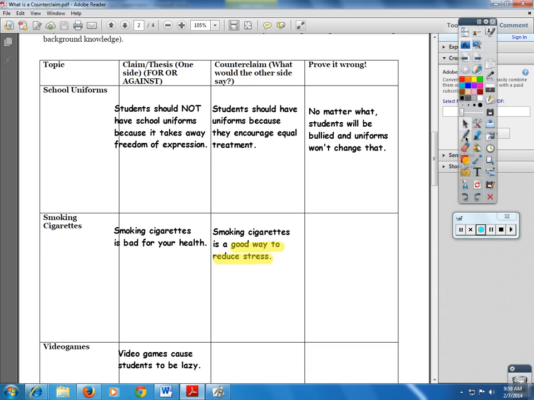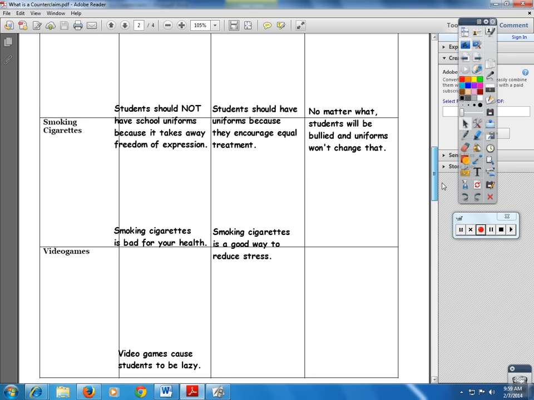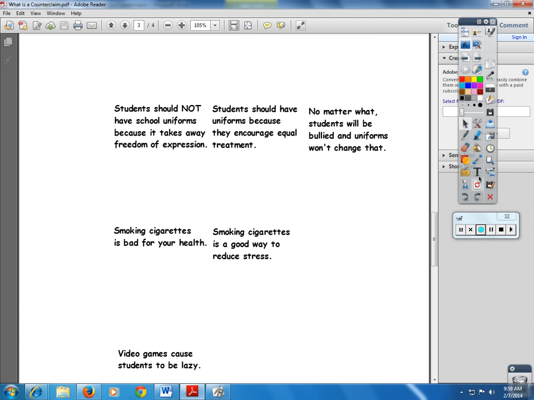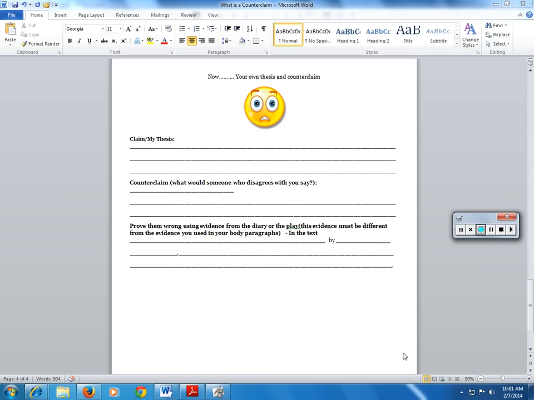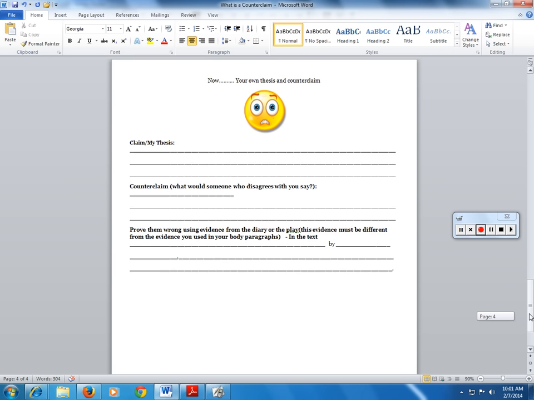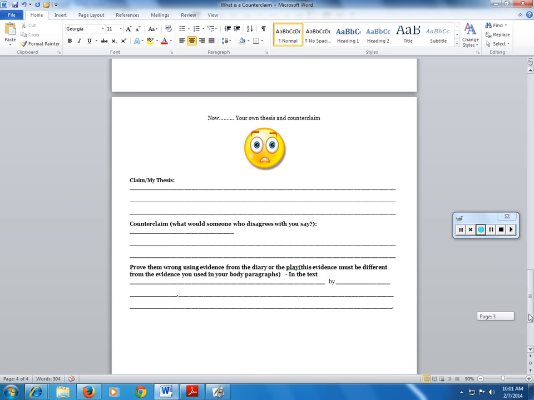we're going to be filling out this part. Sorry, next class we're going to be filling out this chart. You're going to have your claim about Anne Frank, think of what someone else would say, and then prove them wrong. So come to class with this whole chart completed, and you'll be ready for the next step.